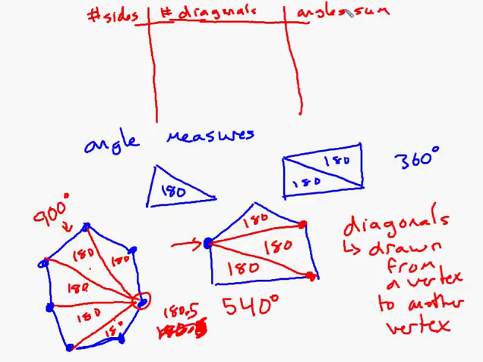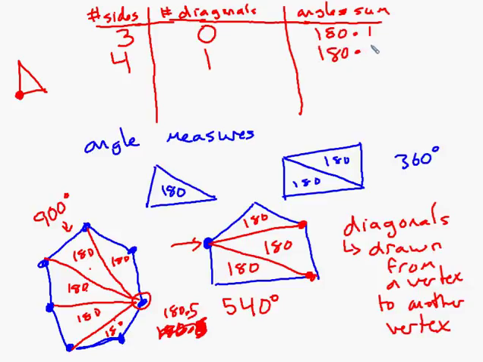Now, rather than just write the number, in order to find the pattern, I'm going to write down how I got it. So we start with a triangle. A triangle has 3 sides, and a triangle is not going to have any diagonals. If you don't believe me, what am I going to connect that vertex to? No diagonals, but I have 180. So 180 times 1. All right, let's say I have a four-sided shape. Now, how many diagonals do I have here? 1. And how did I get that? Well, 180 times 2.